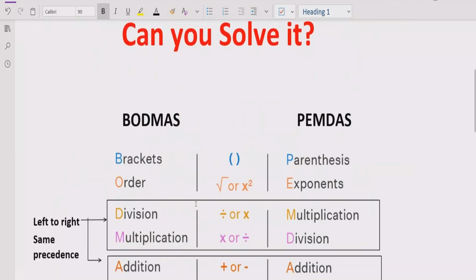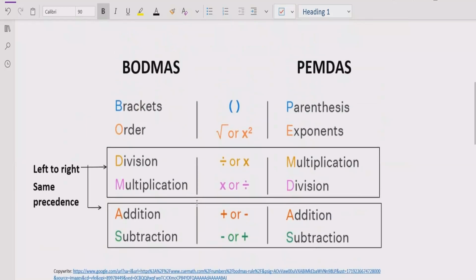Now let's recall what the BODMAS and PEMDAS method is. Basically, these are the rules which apply to solve any arithmetic expression which contains any bracket, exponent, or basic operation of math. So here we have some meaning to solve these expressions.